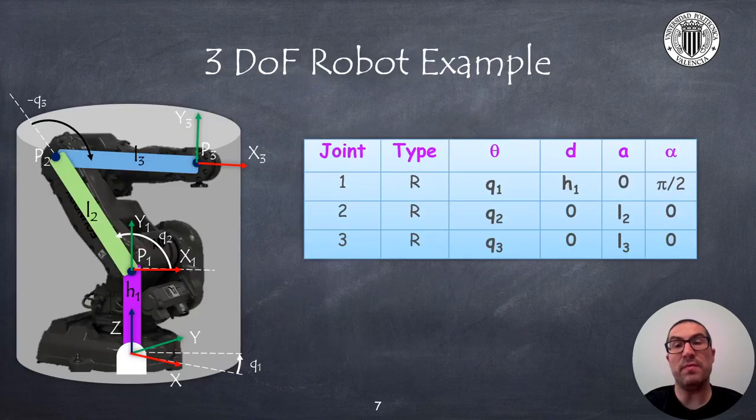The robot shown in the figure is a robot with 3 degrees of freedom. Actually, we have already seen this robot in previous videos. Here, I just include the Denavit-Hartenberg parameters that are being used to describe the position of the reference frames, as you can see.